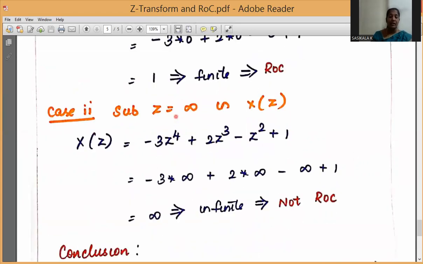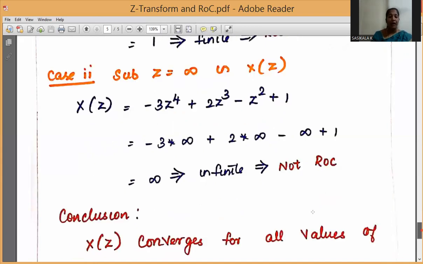Now, substitute z is equal to infinite in capital X of z. So, capital X of z we already got from this problem. So, here what you have to do is substitute z is equal to infinite. So, minus 3 into infinite plus 2 into infinite minus infinite plus 1. So, anything into infinity will give you infinity. So, it is an infinite value. So, it doesn't come under ROC.